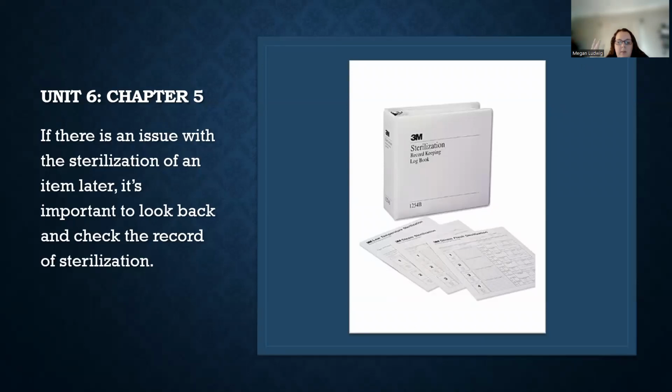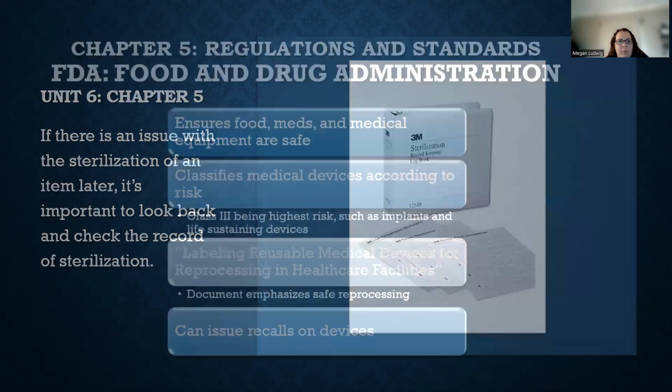Maybe it was the actual sterilizer itself. Maybe it was the temperature. You have to check the temperature, the load number. Maybe it was the pH of the water during the decontamination process. There are a lot of steps that have to be checked off throughout the whole process. So we'll learn a little bit about those record keeping items here in a few.